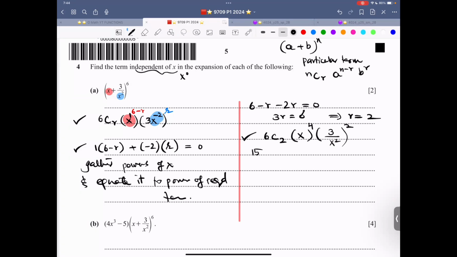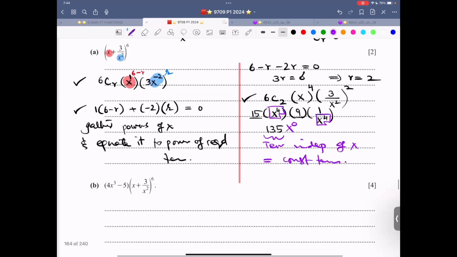6C2 is 15. X raised to power of 4. 3 raised to power of 2 is 9. 1 over x power 4. So 15 into 9 is 135. And naturally, we can see that x power 4 in numerator, x power 4 in denominator cancels out. This is x power 0. So this is the term independent of x. This is also known as the constant term. Got the idea? So this is only 2 marks. I think it should at least be worth 3 marks.